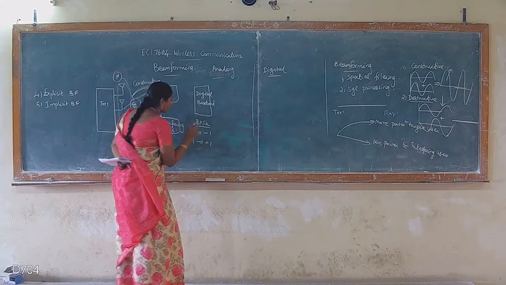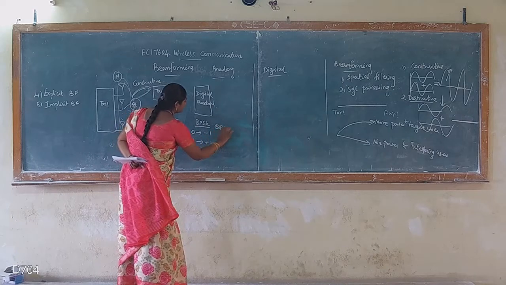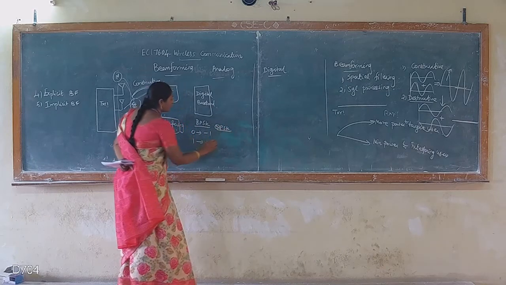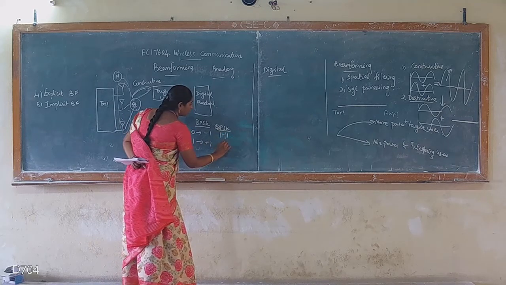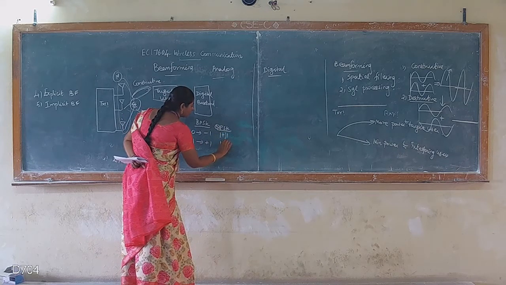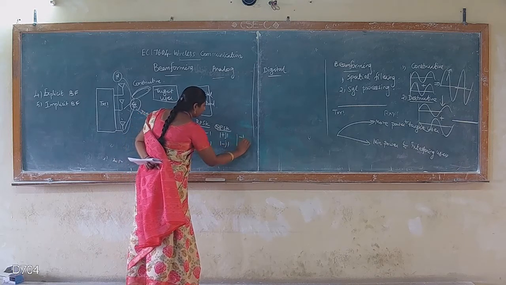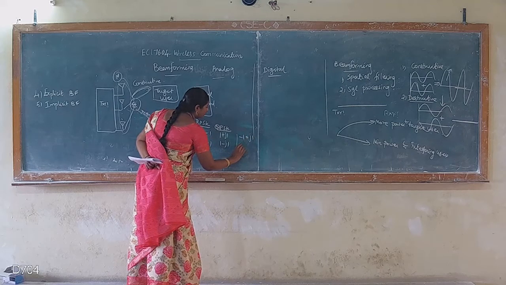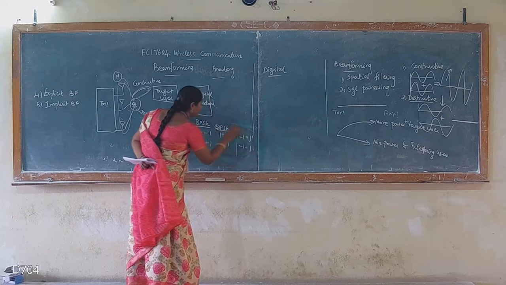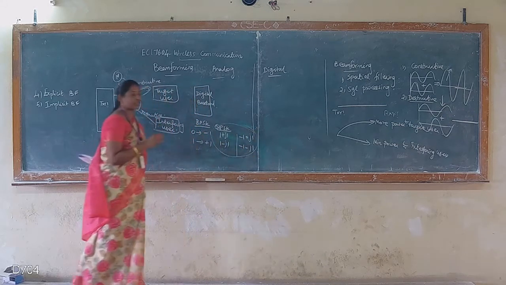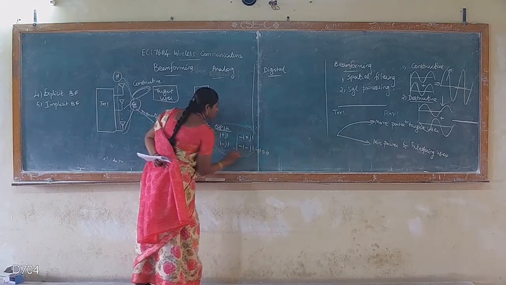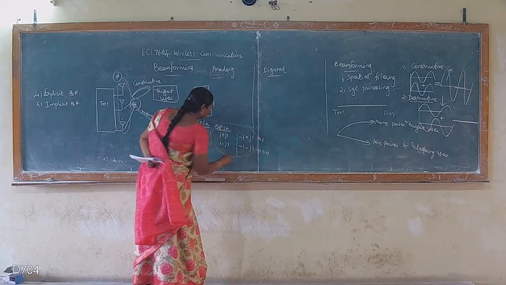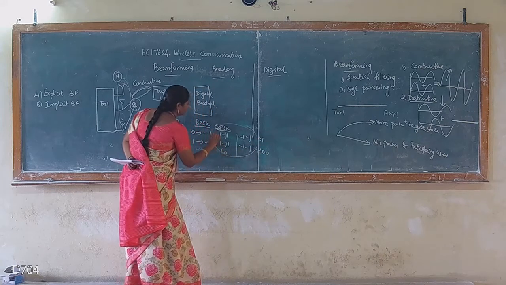Suppose you are using QPSK. What are the different constellation points? 1 plus j1 is one constellation point. Then 1 minus j1 is another constellation point. Then -1 plus j1, and -1 minus j1. So we get 4 constellation points corresponding to 4 symbols: 0,0 is one constellation point, 0,1 is another, 1,0 is another, and 1,1 is the last.